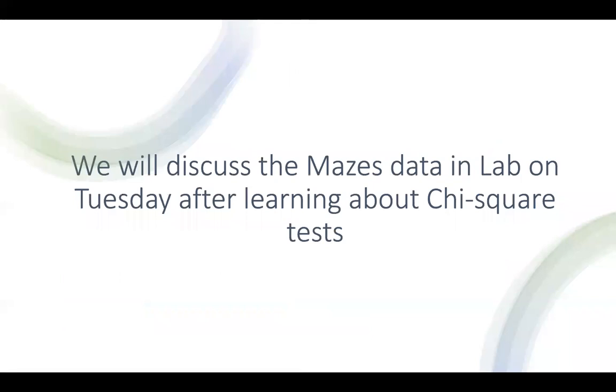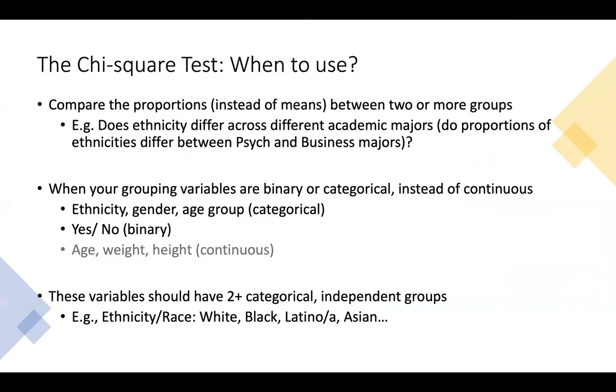Okay. We'll discuss the data more at length in lab on Tuesday after learning about the chi-square test. So what is a chi-square test? Full disclosure, the chi-square test is not something that you're going to use very often, but we're learning about it anyways. The chi-square test compares proportions instead of means between 2 or more groups. For the t-test and the ANOVA, which we learned, it was all about comparing the means of 2 groups. But the chi-square test compares the actual counts of certain groups.